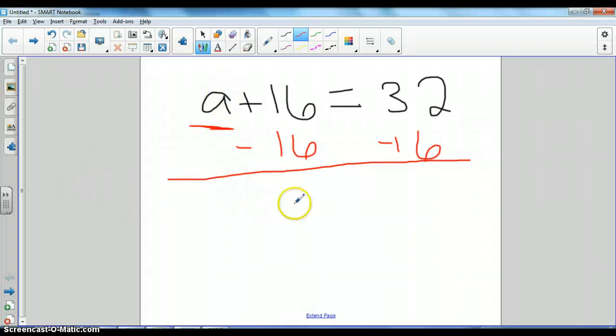Okay, bring down our a. Positive 16 minus 16 is going to cancel out and go to 0. Bring down our equal sign. 32 minus 16 is just 16, and that's your answer.